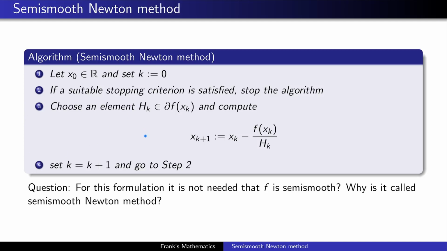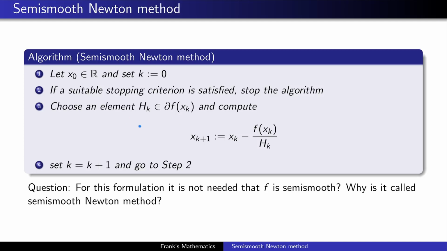Instead of computing the gradient, which is not possible in general for our function f, we now take an element, and with an element I mean an arbitrarily chosen element from the generalized gradient of f at the point xk, and compute the usual Newton iteration. And then repeat everything until you're happy. So the major difference is choosing another gradient, or redefining the gradient, and using the generalized gradient as a suitable gradient replacement or something like this.